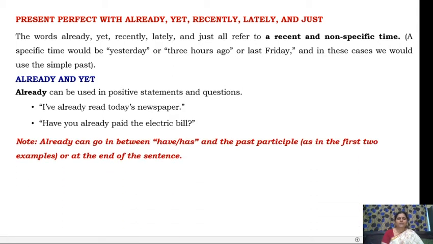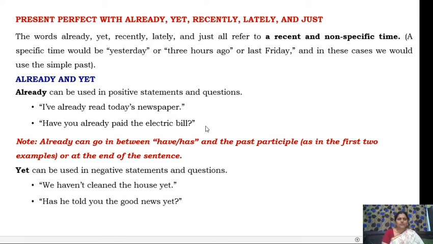Already can go in between have or has and the past participle, or at the end of the sentence. The position of already can be between the helping verb and the main verb, or it may go at the end of the sentence sometimes. Yet can be used in negative statements and questions. This is the difference. Already can be used in positive statements and questions. Yet can be used in negative statements and questions.